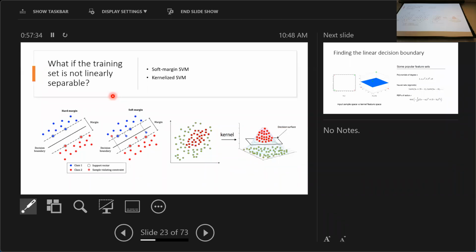Now I'm going to use this space to define new problems. For example, I have 1, 2, 3, 4, 1, 2, 3, 4. So I have two data points classified as the ring. This is position 4, 0. This is 0, 4.